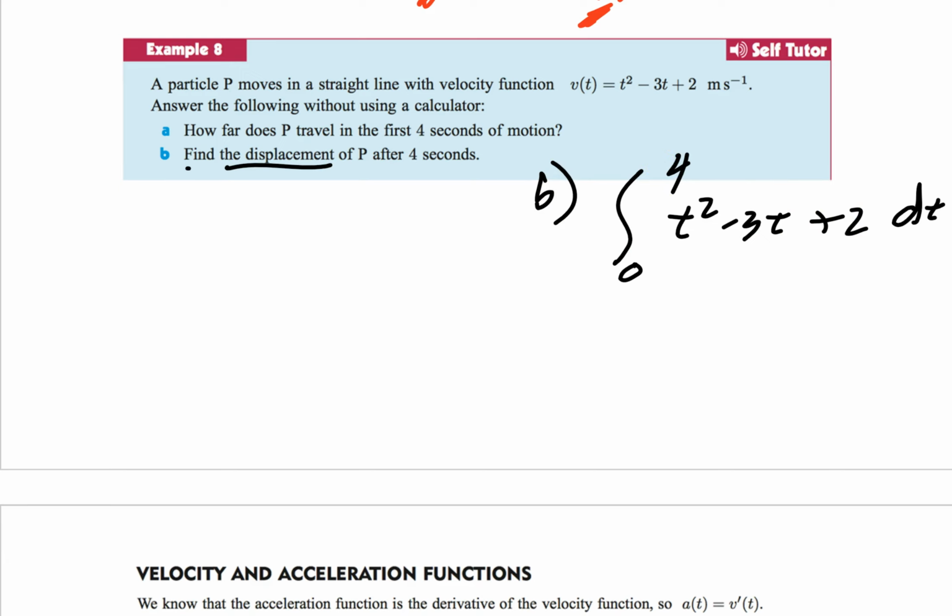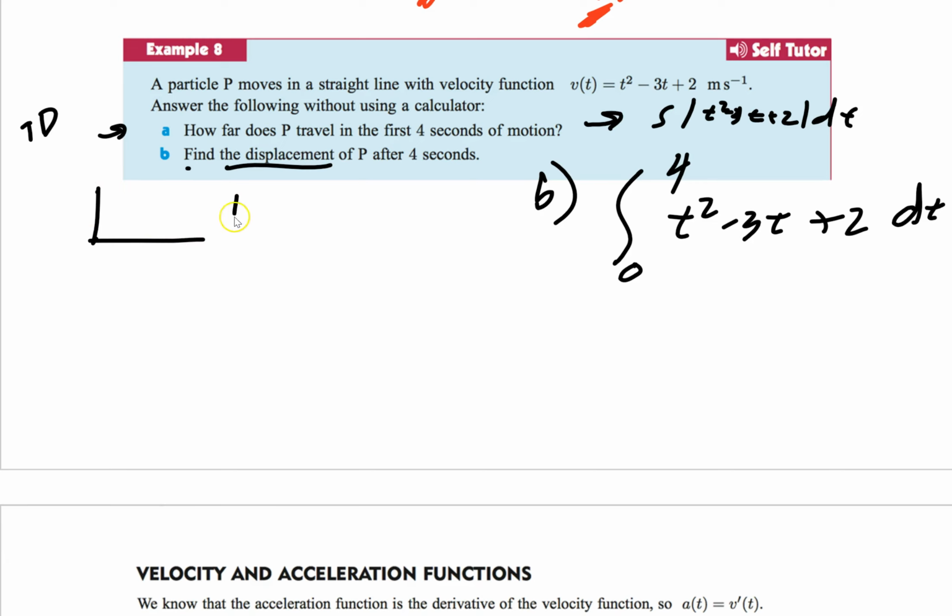The first one says how far does it travel? That's talking about total distance. That's the absolute value one. So if I was using the calculator, I would just calculate the integral of the absolute value of t squared minus 3t plus 2 dt, and then I'm done. If I'm working without a calculator, I have to break it up. So I have to make a little sign chart.